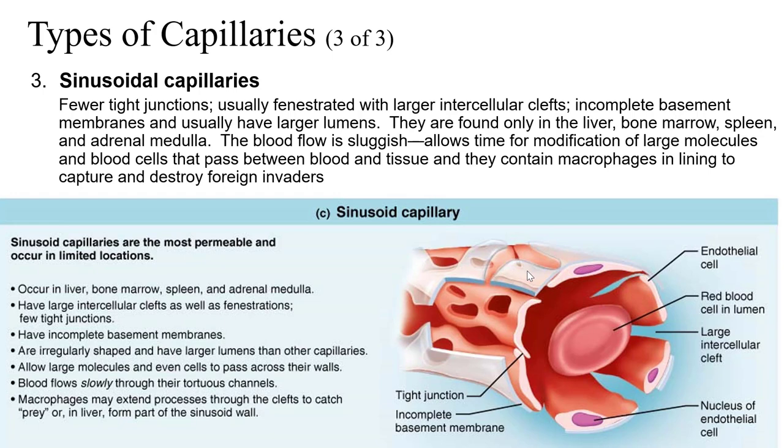the bone marrow, the spleen, and the medulla, or the middle portion of the adrenal gland. The blood flow here is very sluggish. This allows time for modification of large molecules and blood cells that pass between blood and tissue, and they contain macrophages in the lining to capture and destroy foreign invaders. One very typical capillary of this type is the capillaries of your liver.